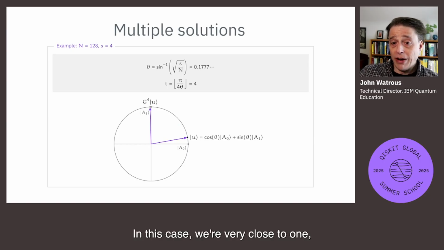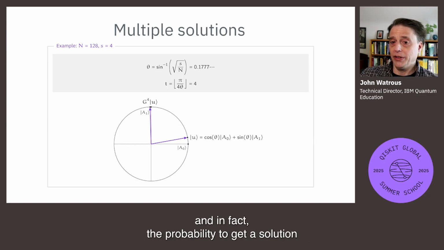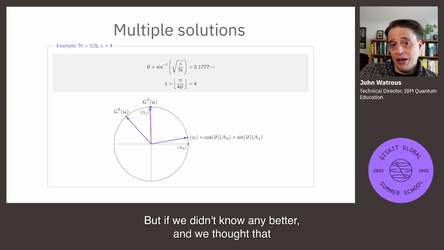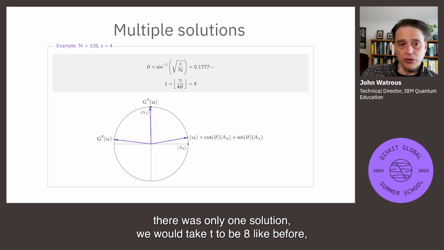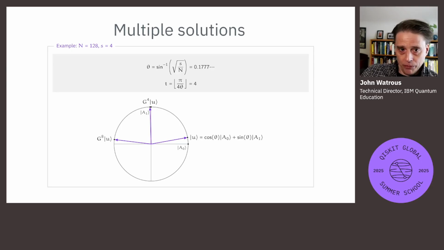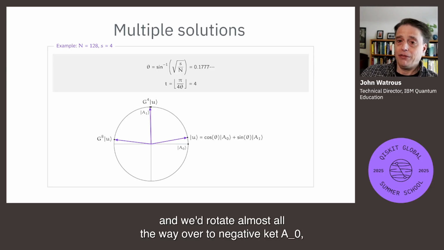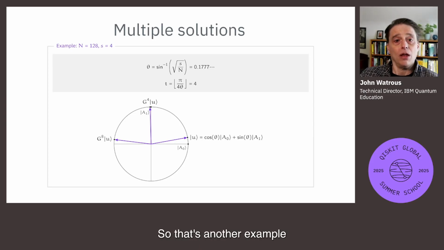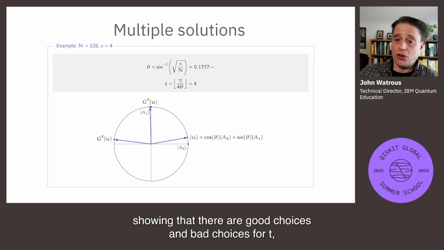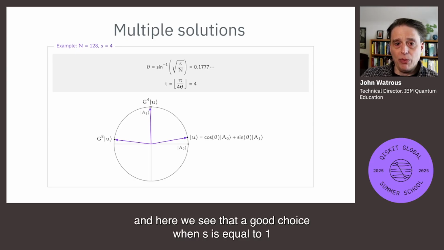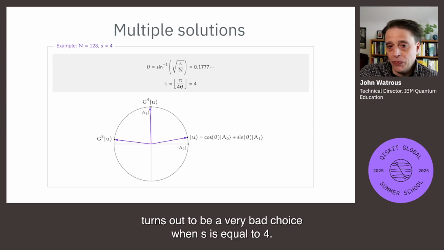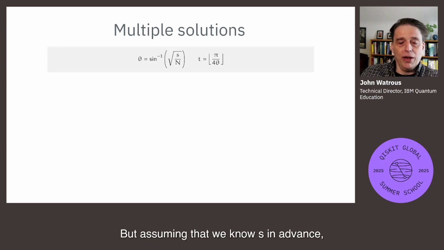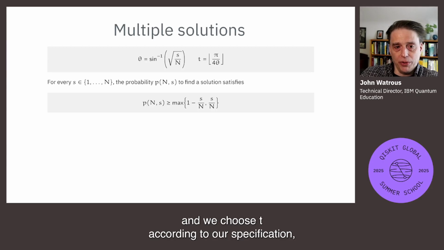In this case, we're very close to ket A1, and in fact, the probability to get a solution this time is greater than 99.9%. But if we didn't know any better and we thought that there was only one solution, we would take t to be 8 like before, and we'd rotate almost all the way over to negative ket A0, and that would lead to a very small probability of success. So that's another example showing that there are good choices and bad choices for t, and here we see that a good choice when s is equal to 1 turns out to be a very bad choice when s is equal to 4.